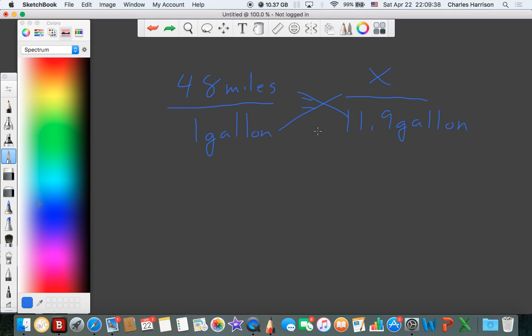Here we go. So 48 times 11.9. Let's reverse that a little bit, actually. 11.9 times 48. We'll put the decimal in later. Now, I don't need to worry about the 1 gallon times x because that's just going to equal x. All right, so this times this is 72. Carry the 7. This times this is 8 plus 7 is 15. Carry the 1. And then this times this is 8 plus 1 is 9.